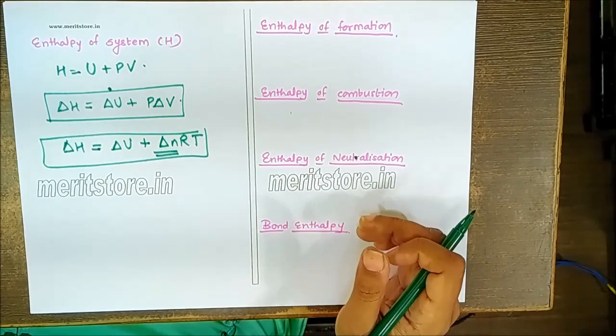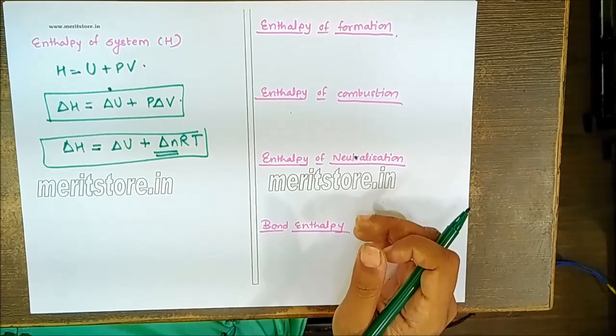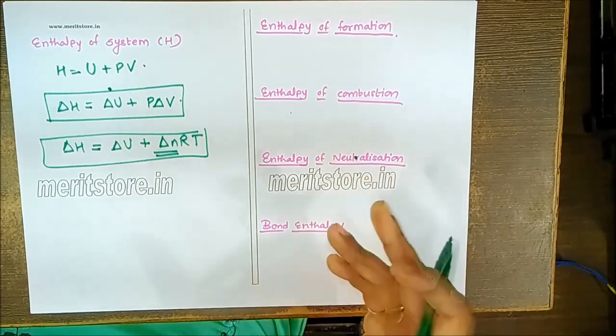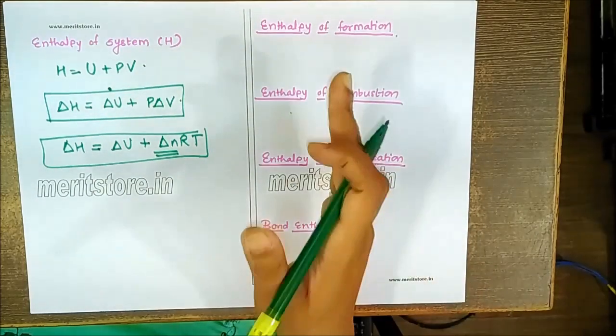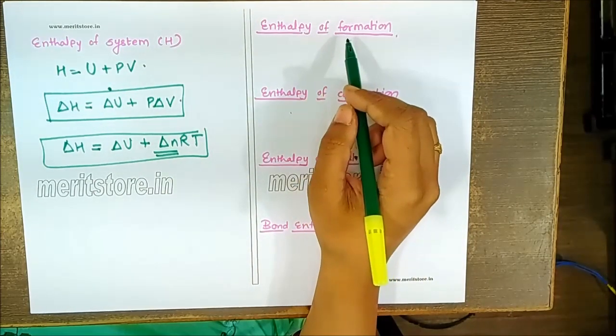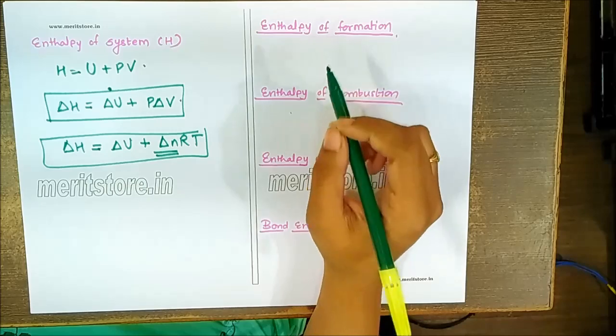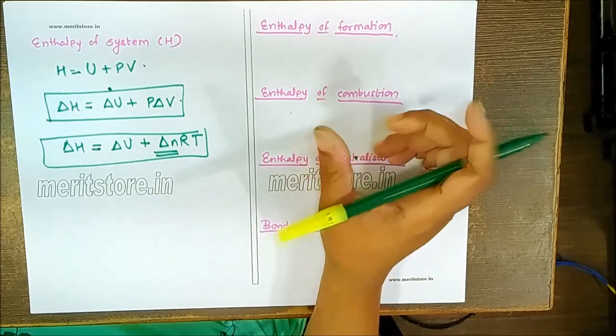A little bit of information about each one of these terms. For example, enthalpy of formation. Enthalpy of formation is nothing but the enthalpy accompanying the formation of 1 mole of a substance in its standard state. So generally, MCQ-wise, the question comes on the enthalpy of formation: identify the reaction which is the enthalpy of formation.